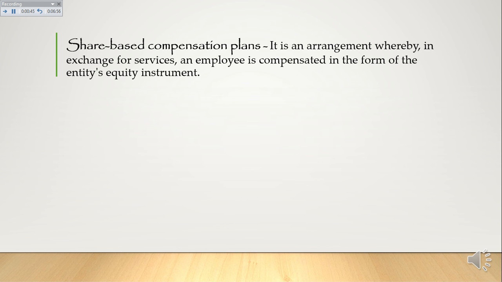So, nagko-compensate yung companies to their employees by issuing them stock options or restricted shares. The shares typically vest over a few years, meaning they are not earned by the employee until a specified period of time has passed.